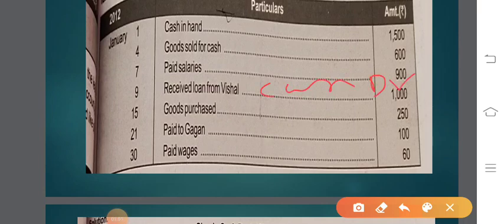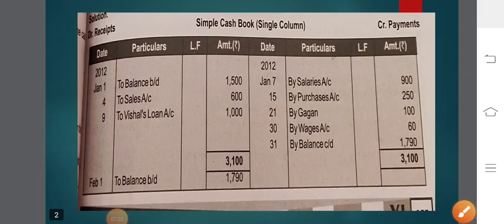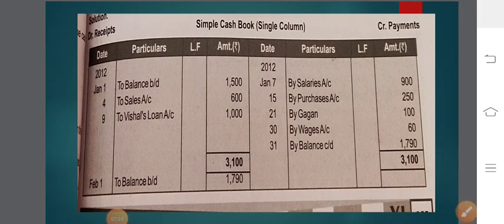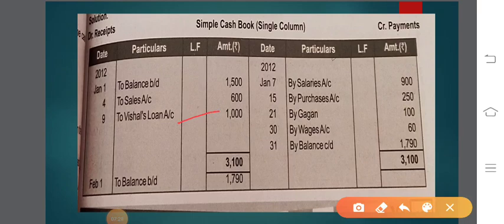Real coming into the business has to be debited. Loan from Vishal is going to be your liability, and liability needs to be credited. So journal entry: cash account debit to Vishal's loan account. Right, students? Since cash is being debited, we'll go to the debit side of cash and we'll write here to Vishal's loan account. Correct, students?